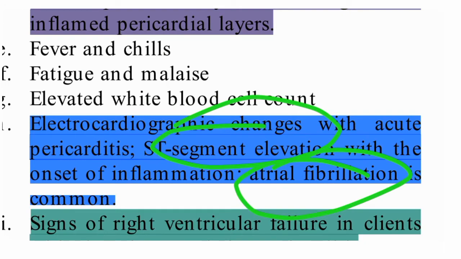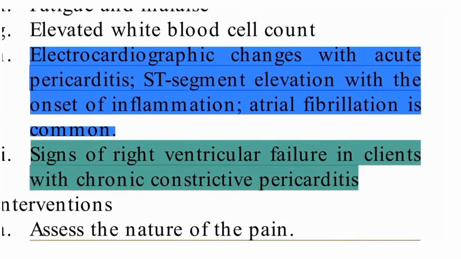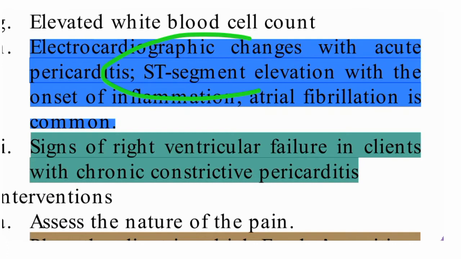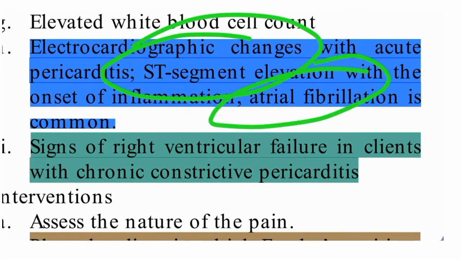So what arrhythmias can you see? Atrial fibrillation you can see on the ECG. Okay, so the main common findings related to pericarditis are ST segment elevation and atrial fibrillation. And signs of right ventricular failure.